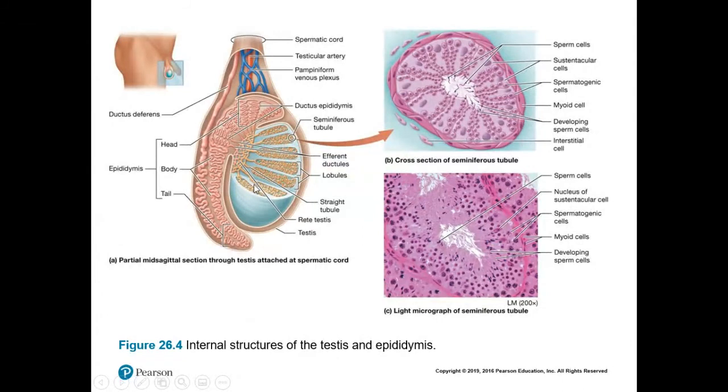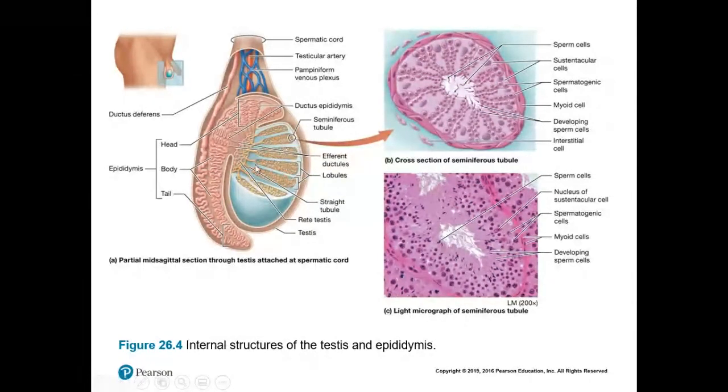The reason is that they require a colder temperature to allow for the formation of sperm, to allow for meiosis to form sperm through the respective process known as spermatogenesis. I'll come back to spermatogenesis next time.